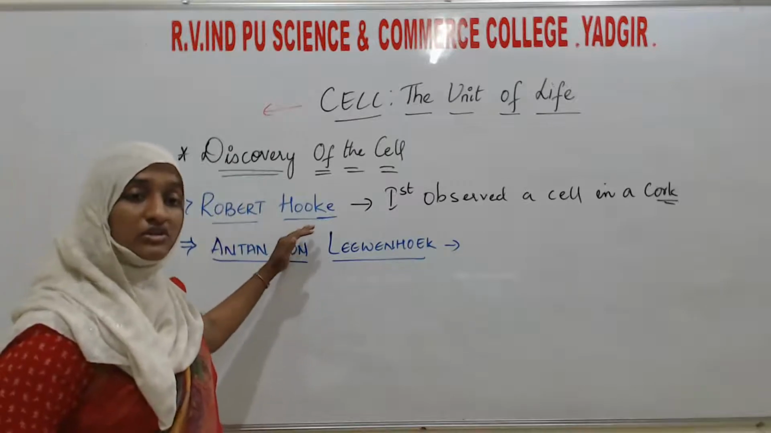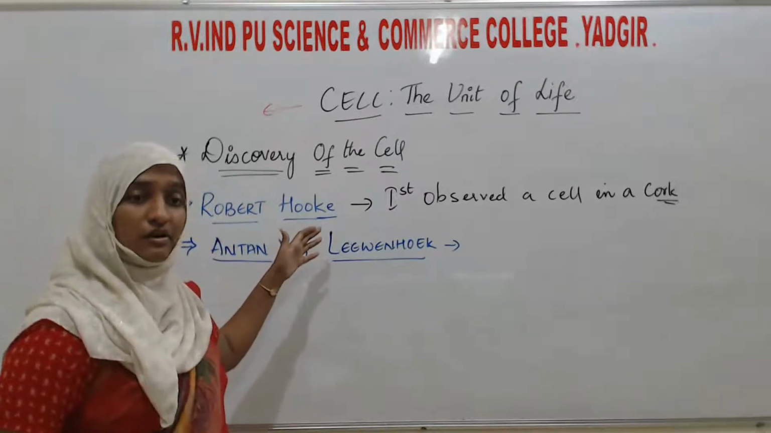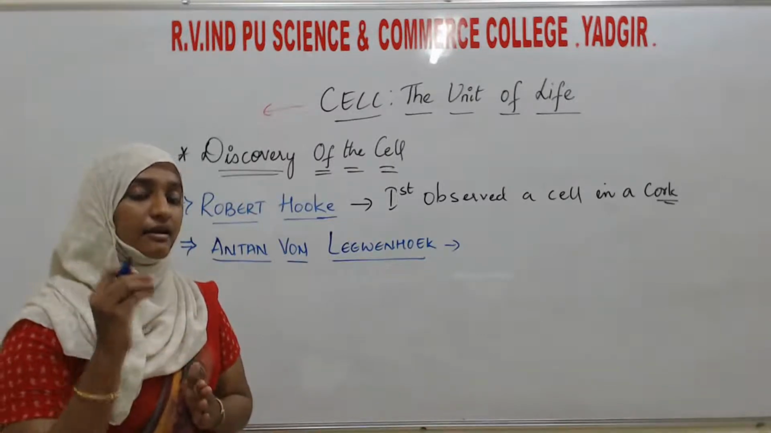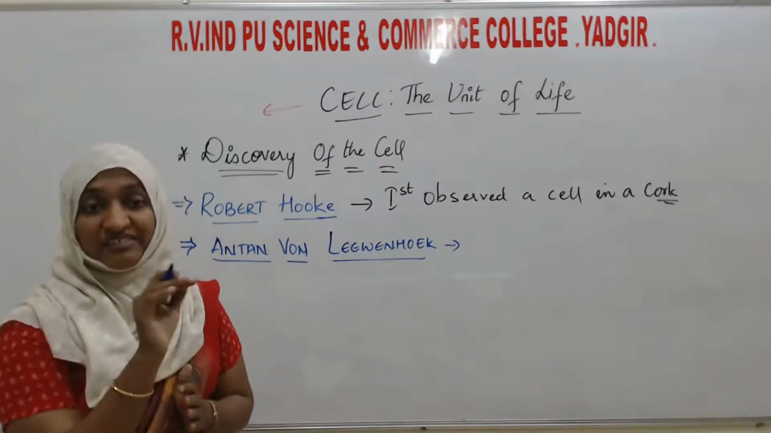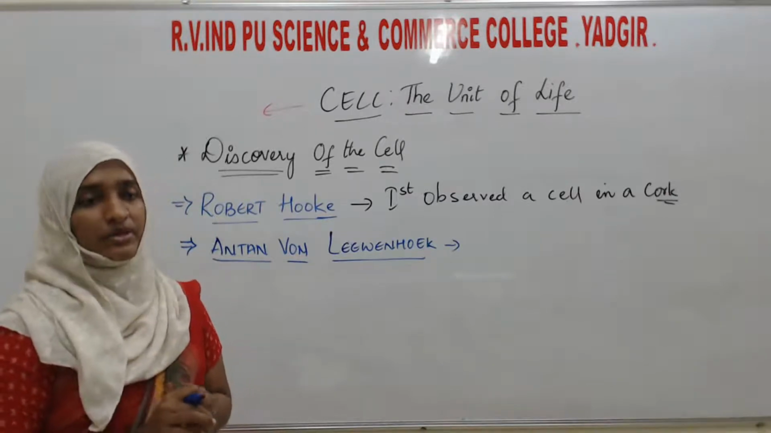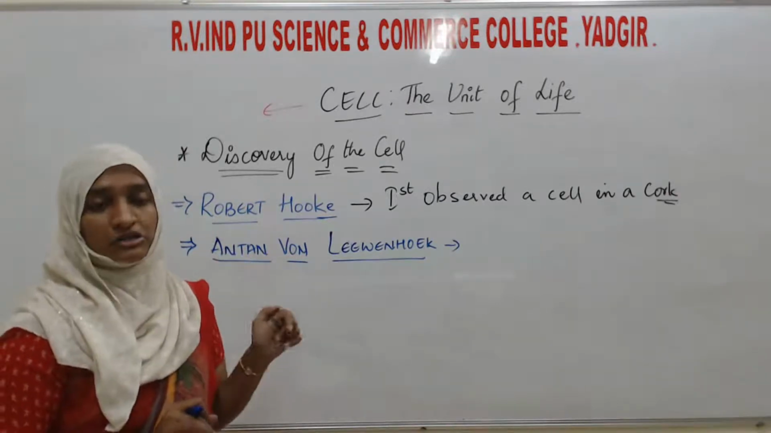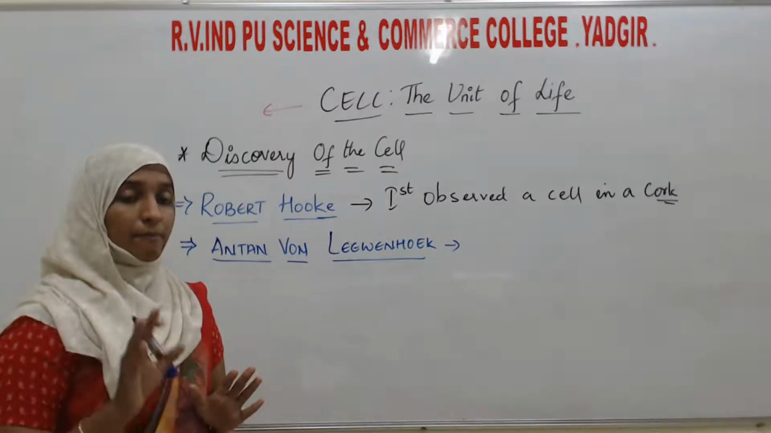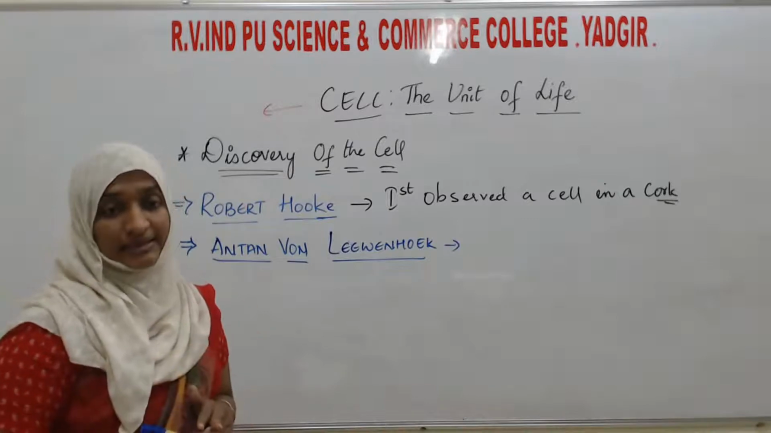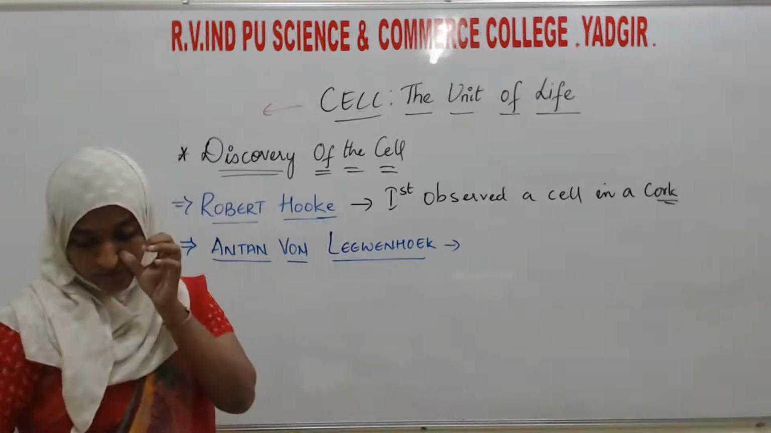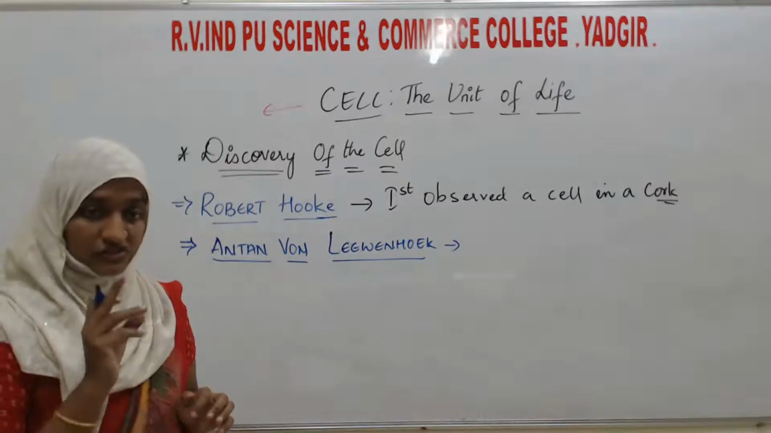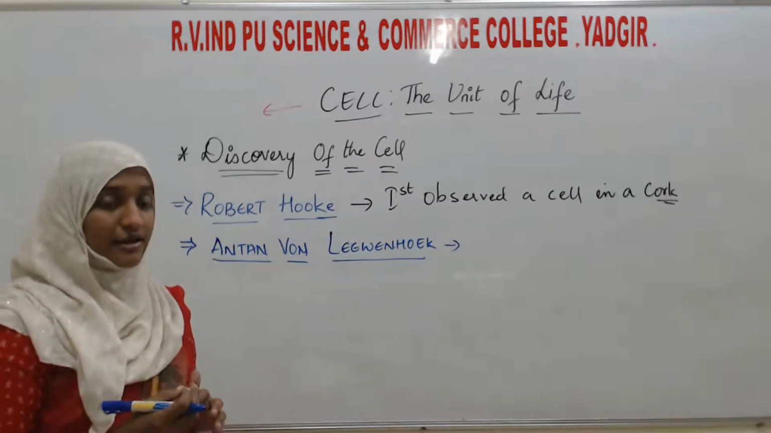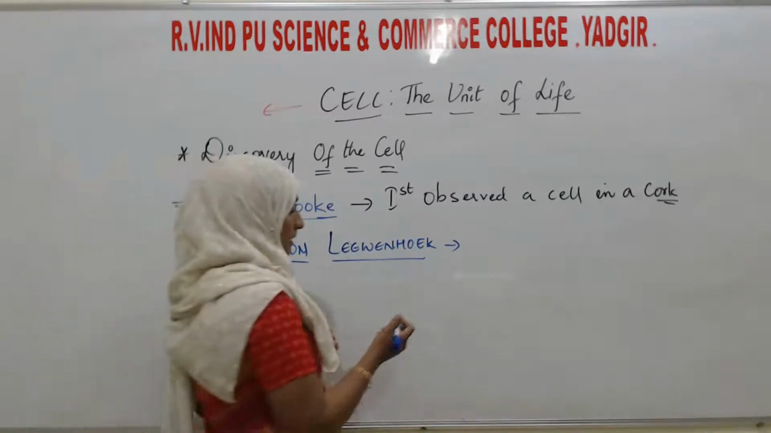Robert Hooke first saw the cell in the cork, but he concluded that there was dead space in the cork. That is the wrong conclusion about the discovery. Who first saw the cell? That is Robert Hooke. But who said that the cell is a living cell? Who is that person, who observed a living cell?